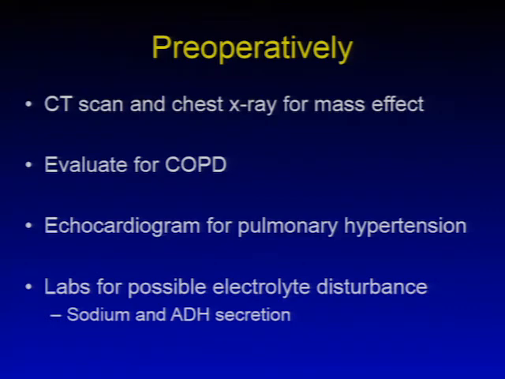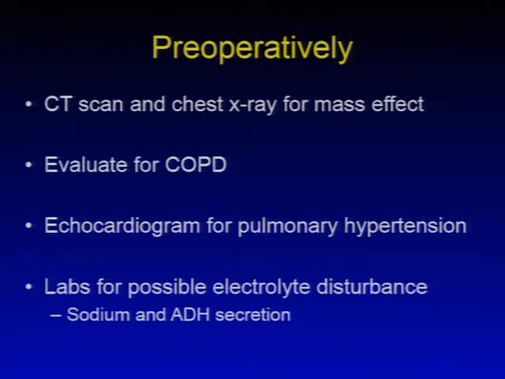Preoperatively, in addition to the H&P, we should also look at a CT scan and a chest x-ray to see if there is any sort of mass effect. Evaluate the patient for chronic obstructive pulmonary disease because they may have a smoking history. And again, ask questions: are you on round-the-clock bronchodilators? We may want to "optimize" that portion for patients so that they breathe better.